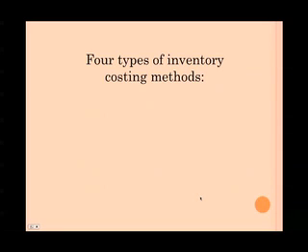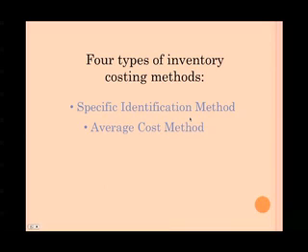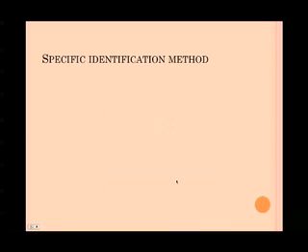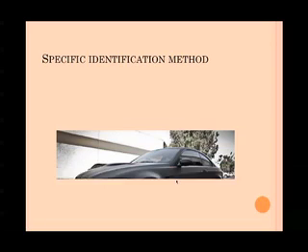There are 4 different types of inventory methods used. They are the specific identification method, the average cost method, the first in first out method, and the last in first out method. Specific identification method.